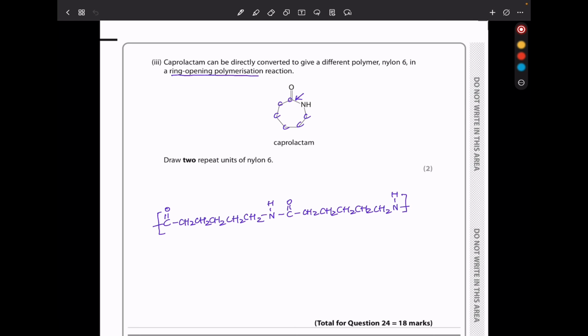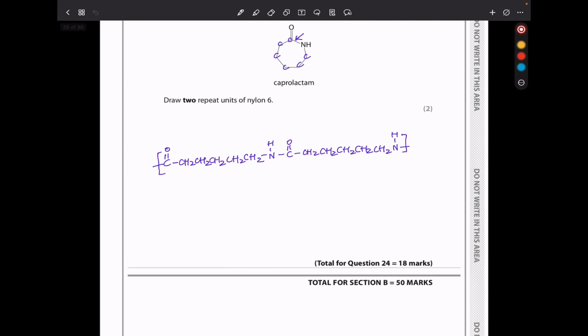Next, they say caprolactam can be directly converted to give a different polymer, nylon 6, in a ring opening polymerization reaction. They say draw 2 repeat units of nylon 6. When this ring opens, we can see this part is going to be connected here. Then we have 1, 2, 3, 4, 5 carbons, and then the NH, and then another repeat unit since we are drawing 2. So these are going to be the 2 repeat units all the way. And that will be my answer.